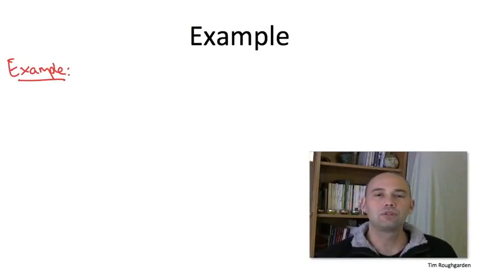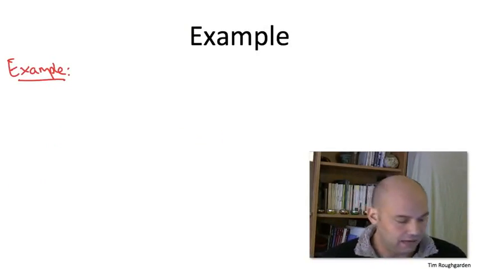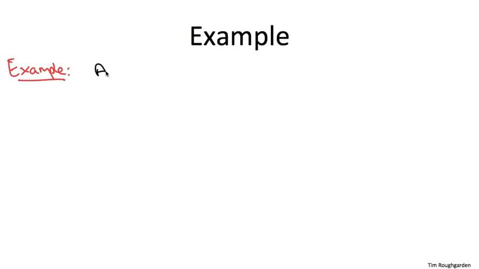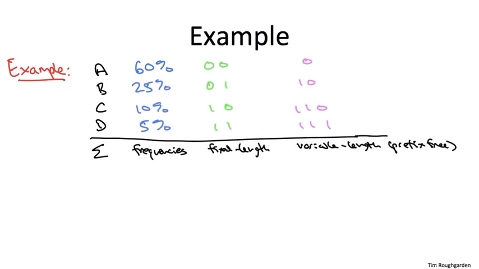So let's continue with just our 4-symbol alphabet, A, B, C, and D. And let's suppose we have good statistics in our application domain about exactly how frequent each of these symbols are. In particular, let's assume we know that A is by far the most likely symbol. Let's say 60% of the symbols are going to be A's, whereas 25% are B's, 10% are C's, and 5% are D's.